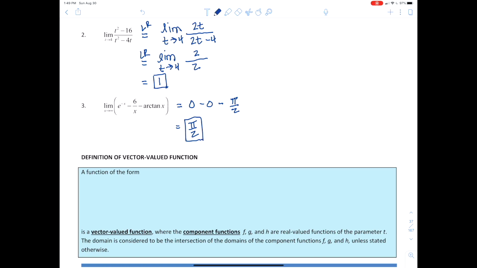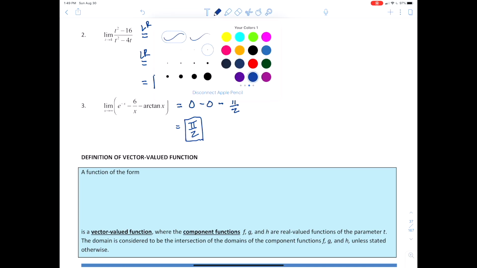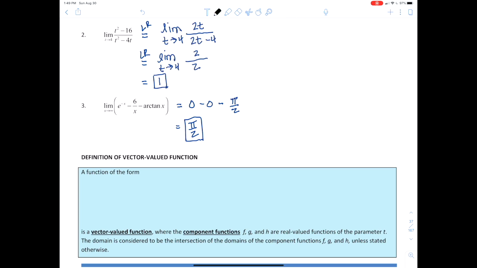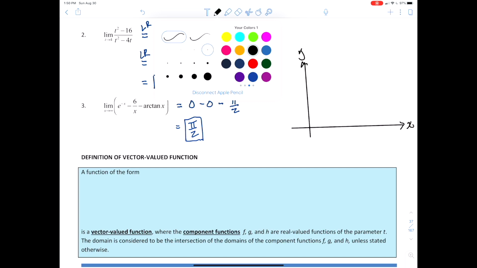Groovy? All right. So now let's take a look at vector valued functions. These are really pretty groovy. Hopefully you'll find them to be as cool as I do. So let's just take a look. Let's say you've got y, you've got x, something like this. And I'm just going to take a look at this in the plane. And let's suppose you've got some curve.